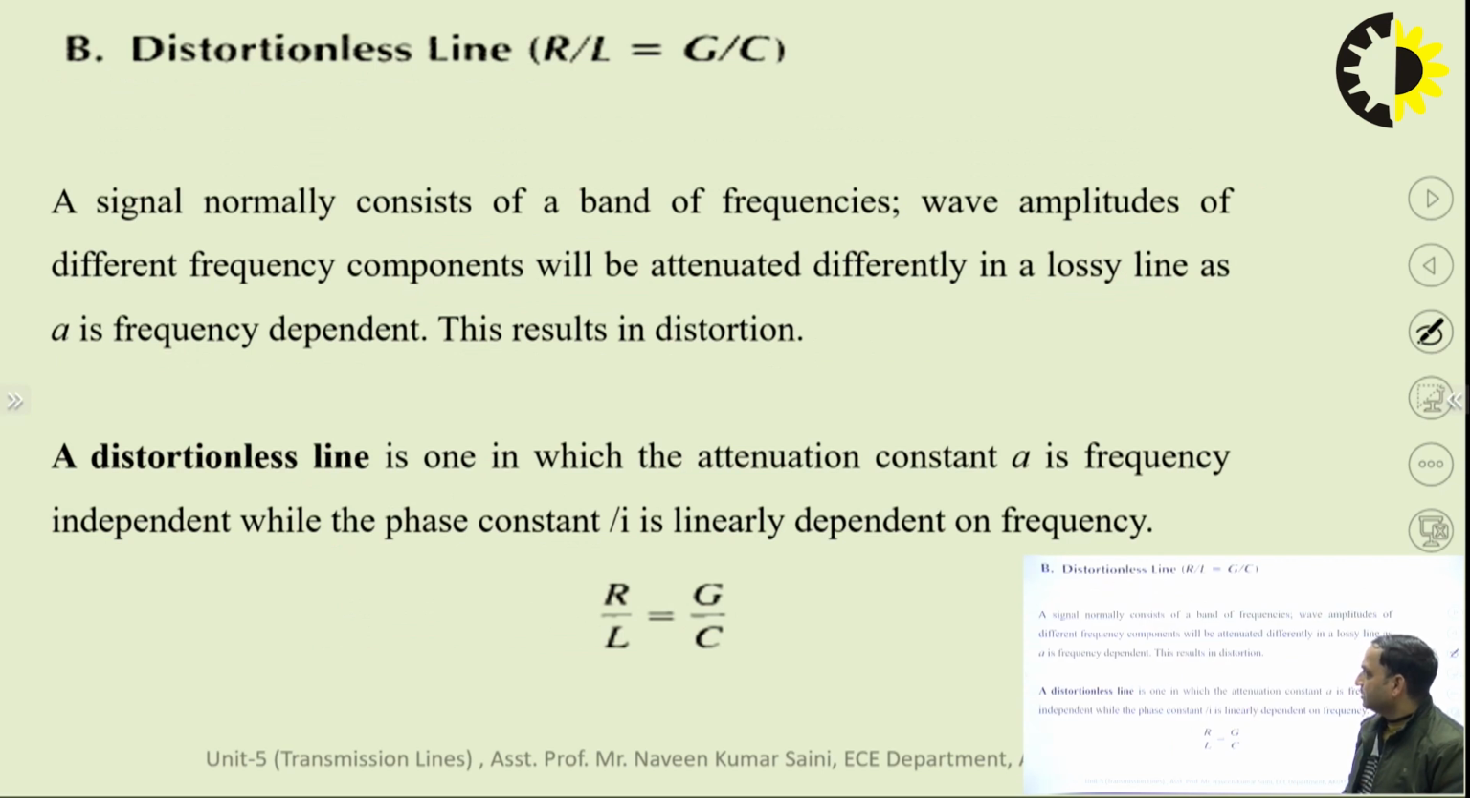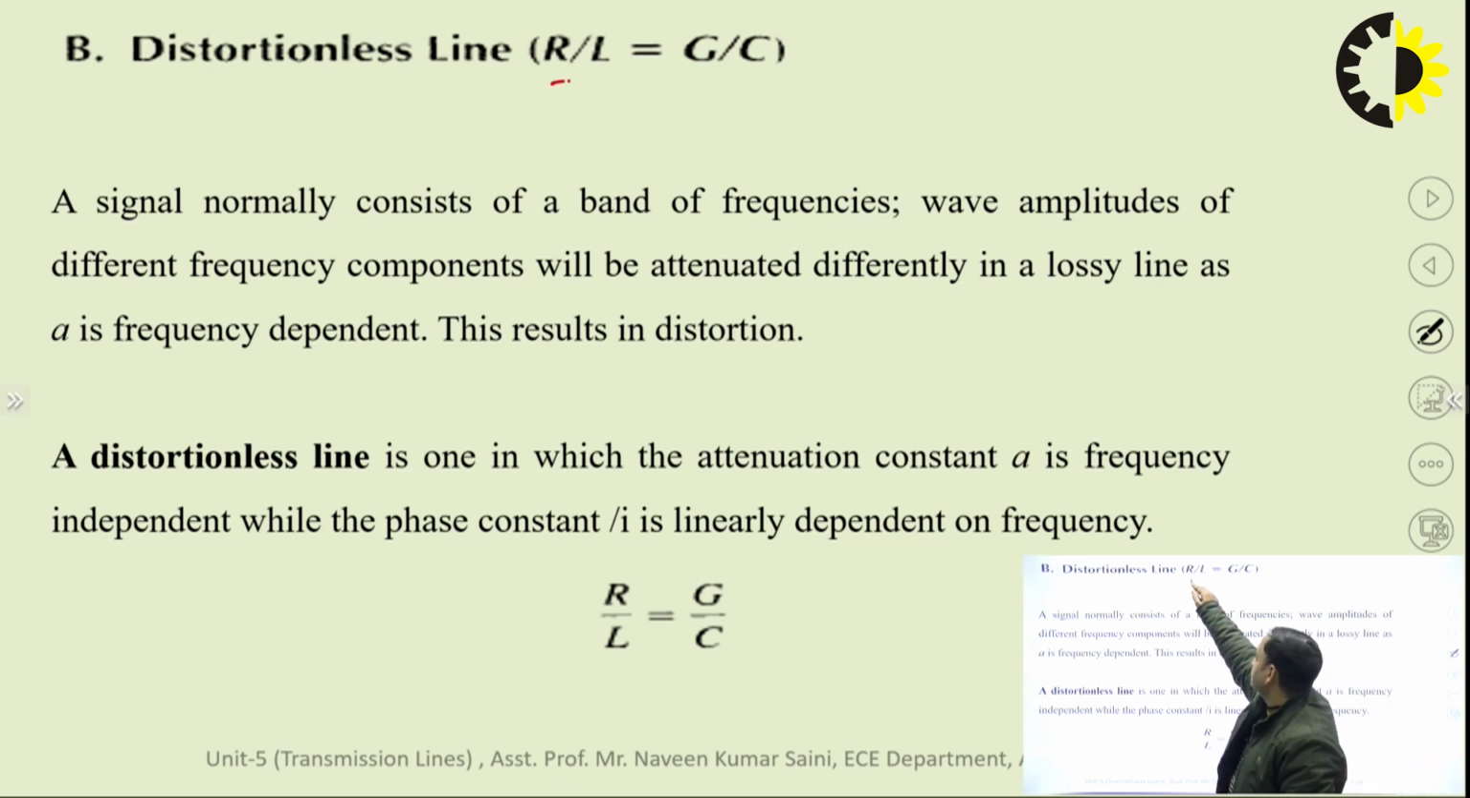Similar to that, we have the distortionless line. In the distortionless line, we have the condition that R upon L is equal to G upon C.